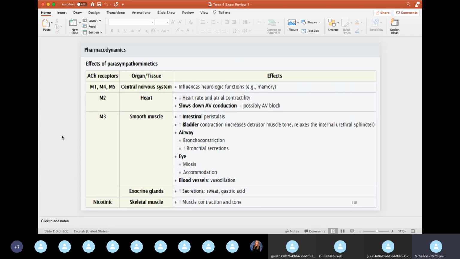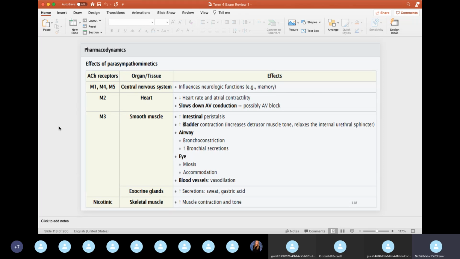M1, M2, M3: Gq for M1, Gi for M2, Gq for M3. So Q, I, Q. Don't forget that one. And don't forget what happens to the intracellular receptors. If it's Gs, increase cyclic AMP, increase protein kinase A, increase intracellular calcium. The opposite of that is Gi. You have decreased cyclic AMP, decreased protein kinase A, and decreased intracellular calcium.